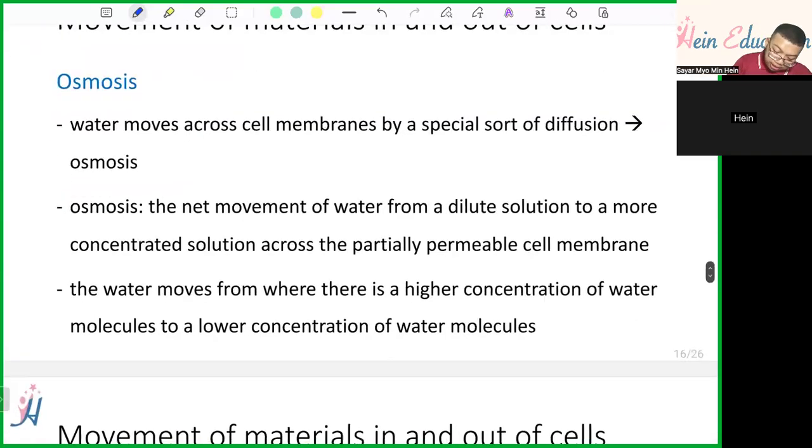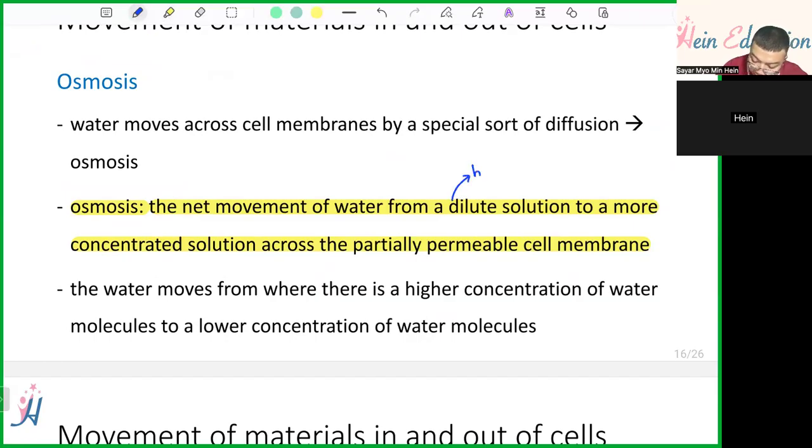So again, osmosis is the net movement of water molecules from a dilute solution to a more concentrated solution across a partially permeable cell membrane. The dilute solution means higher water potential. So again, this is pretty similar to diffusion because it's the movement from high concentration to low concentration. But here we use the terms higher water potential to lower water potential, or we can say dilute solution to concentrated solution. So concentrated means lower water potential.